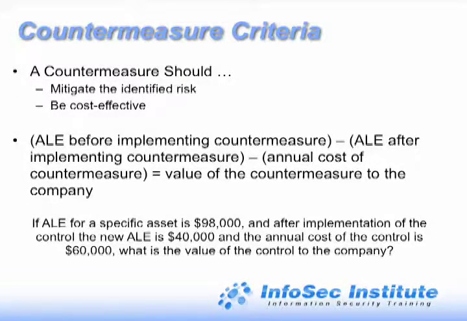Okay, countermeasure criteria. A countermeasure should mitigate the identified risk and be cost effective, and mitigate it to an acceptable level. Because again, you can't do it 100% unless you eliminate the risk altogether, which means that you're no longer using the item that has a potential risk on it.